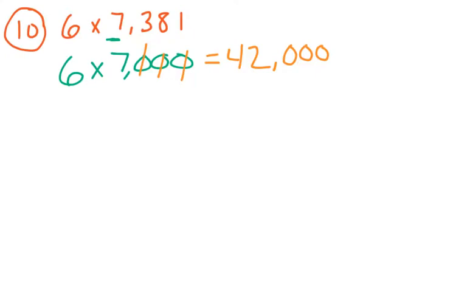Now I need that top end. So this time I'm going to round up, which means my 7 is going to round up and turn into an 8. So I have 6 times 8,000.